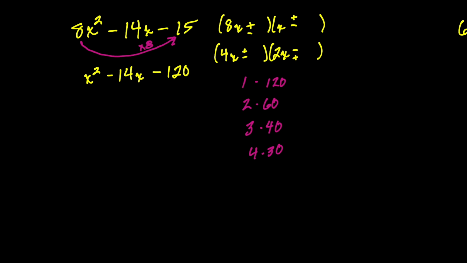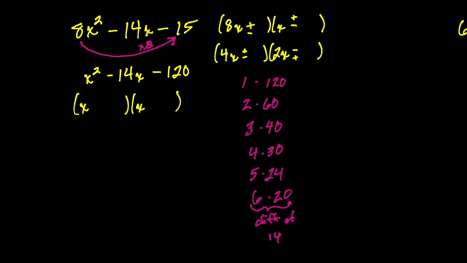Let's see, 5 goes into 120, 24 times. We're getting closer. So this is 6 times 20. Okay, so these have a difference of 14. All right, so I found the two numbers I need, with a difference of 14. So I'm going to come back up here and go x and x.